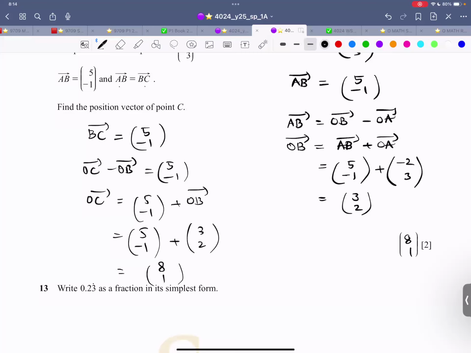So for 2 marks, this is the working that needs to be done. Okay, let me just drink some water.